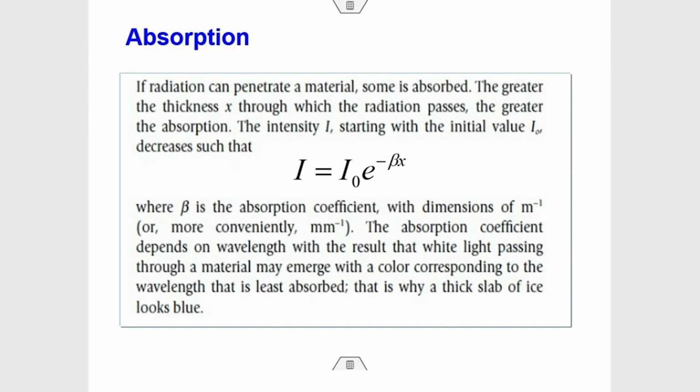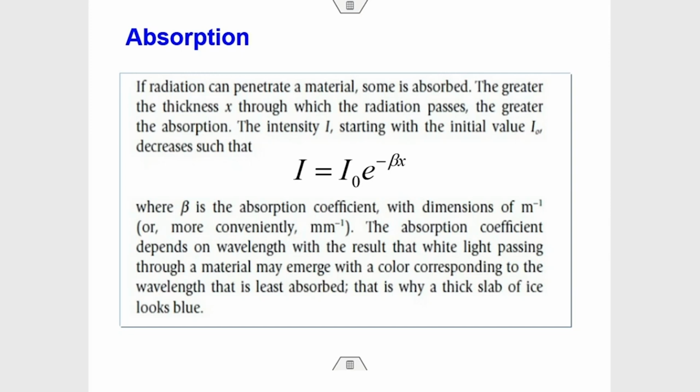Radiation can penetrate any material. If it can be penetrated, then only it can be absorbed, right? So the greater the thickness through which the radiation passes, the greater is the absorption. This is also very interesting. The larger the thickness through which light is passing, the more will be the absorption.